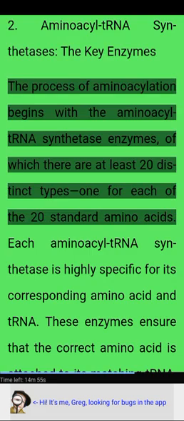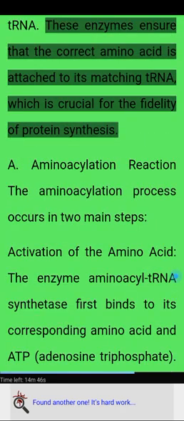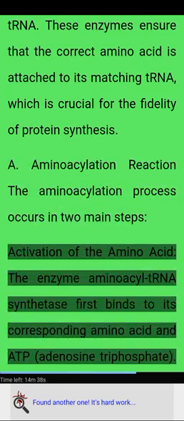The process of aminoacylation begins with the aminoacyl tRNA synthetase enzymes, of which there are at least 20 distinct types, one for each of the 20 standard amino acids. Each aminoacyl tRNA synthetase is highly specific for its corresponding amino acid and tRNA. These enzymes ensure that the correct amino acid is attached to its matching tRNA, which is crucial for the fidelity of protein synthesis. The aminoacylation process occurs in two main steps.